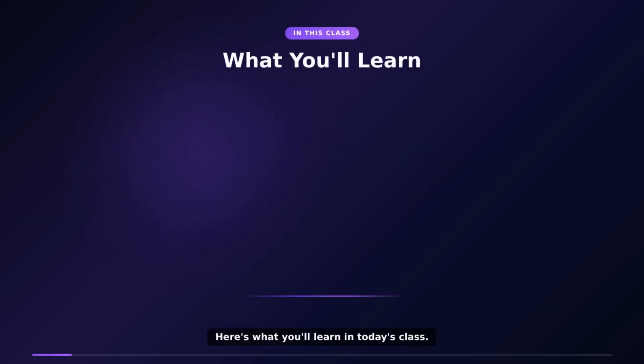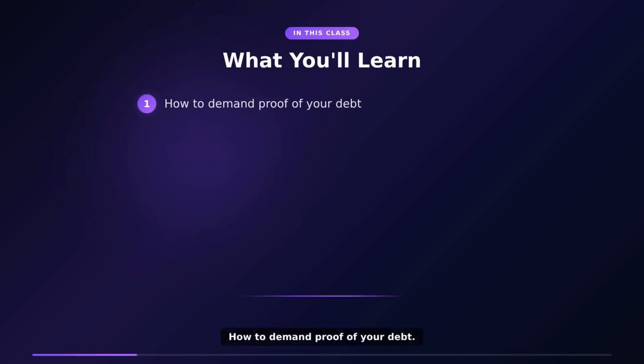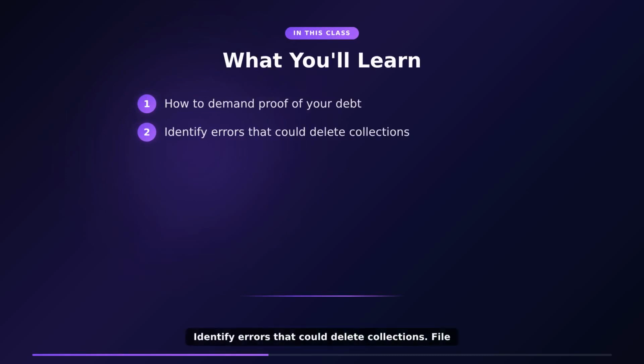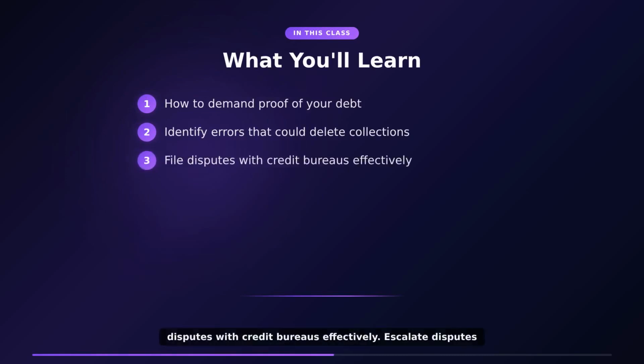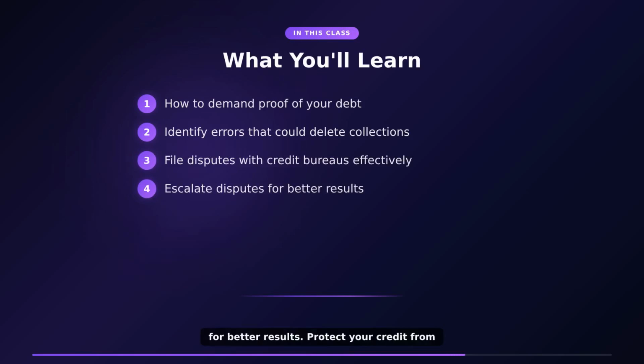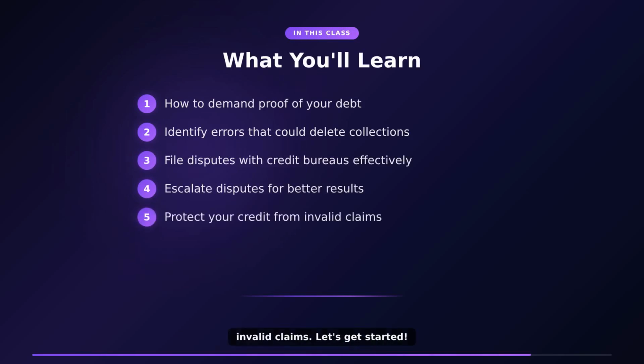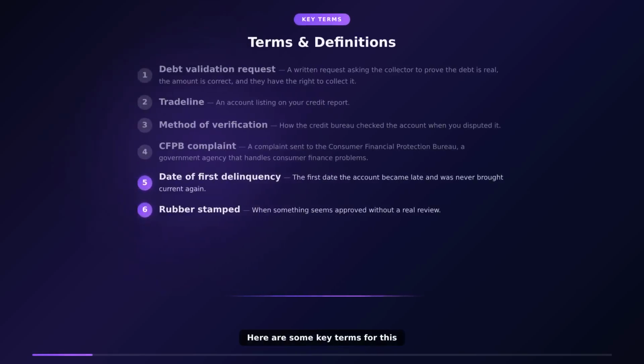Here's what you'll learn in today's class: how to demand proof of your debt, identify errors that could delete collections, file disputes with credit bureaus effectively, escalate disputes for better results, and protect your credit from invalid claims. Let's get started. Here are some key terms for this lesson. Date of first delinquency: the first date the account became late and was never brought current again. Rubber stamped: when something seems approved without a real review.